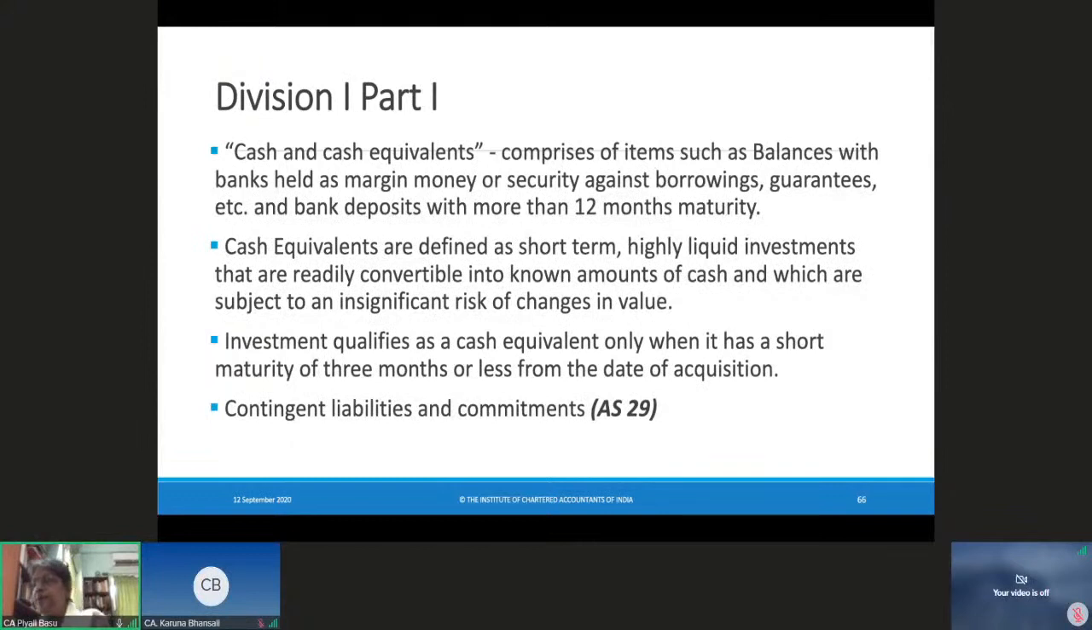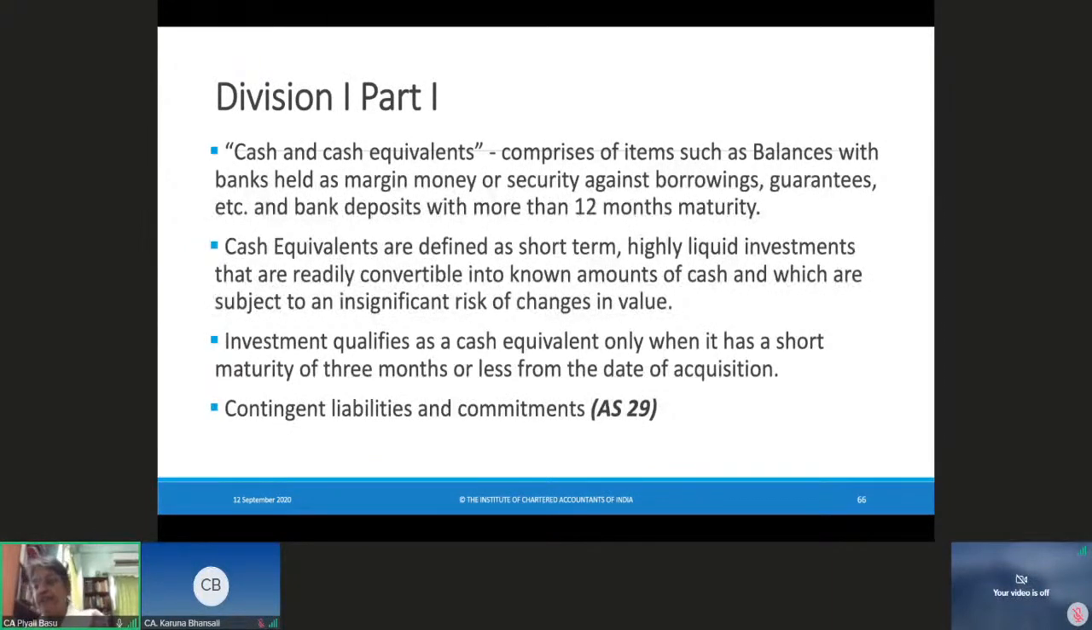Borrowings shall be subclassified as secured and unsecured. We are aware of this, because we need to tell what security has been provided to take such borrowings. So it needs to be classified under secured borrowings and unsecured borrowings, and the nature of security has to be specified separately.